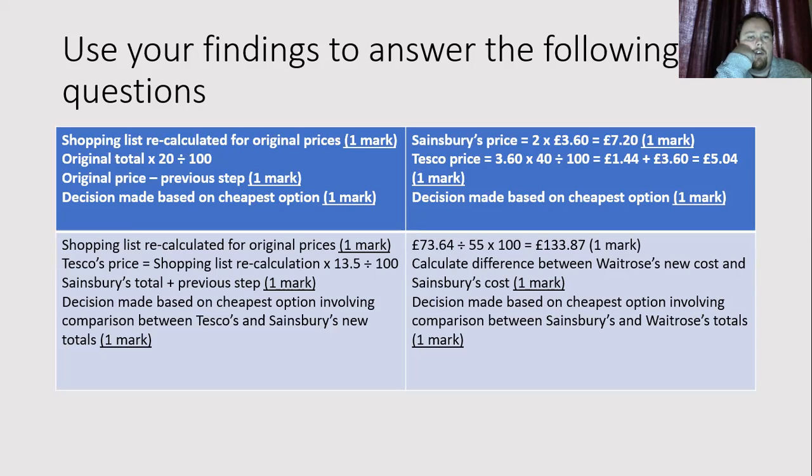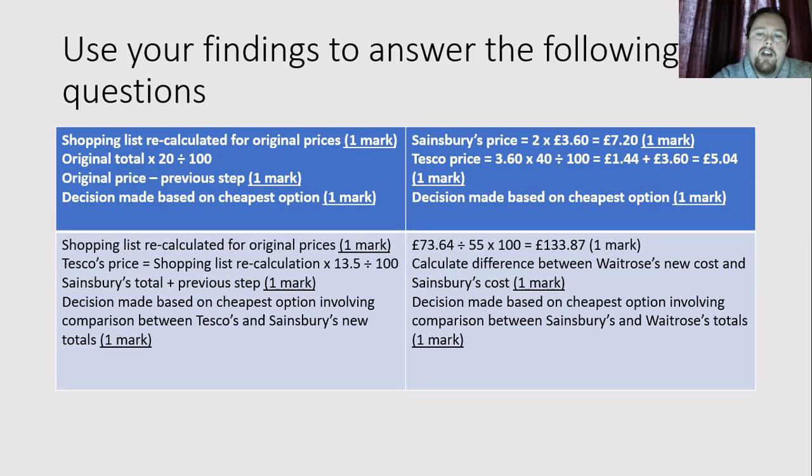Level 2s. So your first mark is given for recalculating your shopping list with the original prices. And the second mark is given for the shopping list recalculation times 13.5 divided by 100. So that's the Sainsbury's total plus the previous step. That gives you the 1 mark. Next, you should make your decision on the cheapest option involving a comparison between Tesco's and Sainsbury's new totals. Give yourself 1 mark if you've explained that.